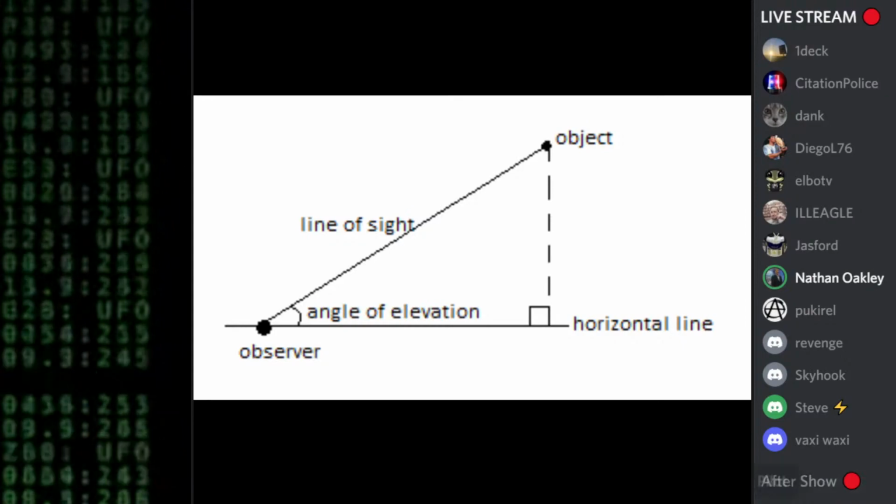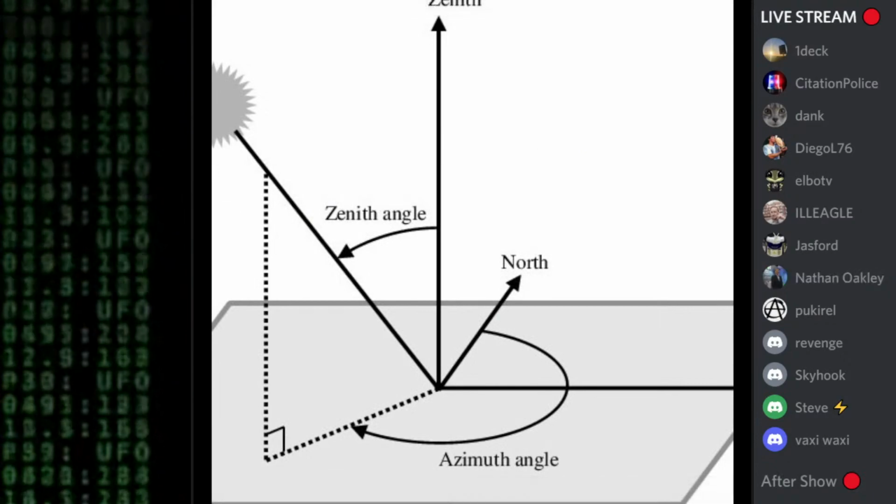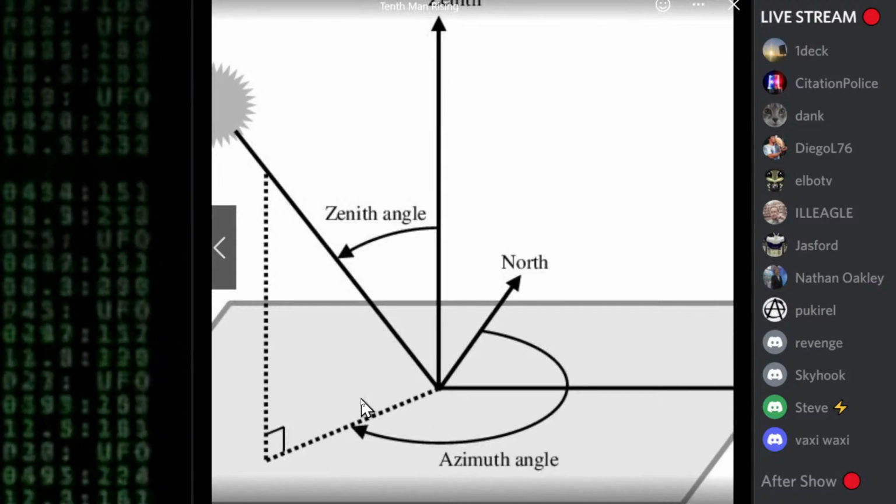Then you go to the next slide. You can see how they show it in their own books. So yeah, you've got to be an idiot to not understand this.